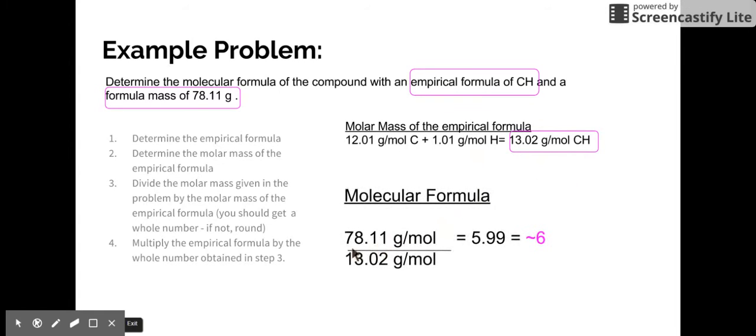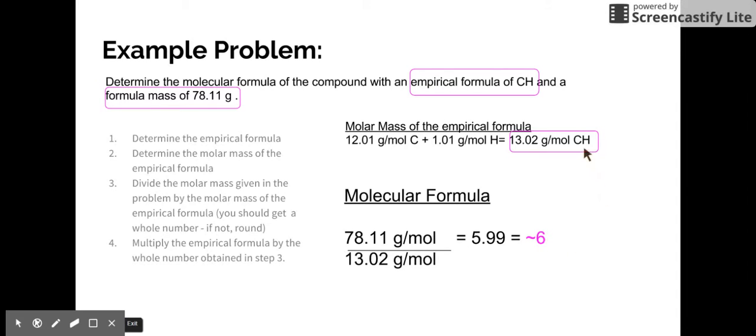So when we combine those two together, I'm going to take 78.11 grams, that's the molar mass of the molecular formula, divide it by the molar mass of the empirical formula, and that's going to give me this ratio here, 5.99. I'm going to round that up because it needs to be a whole number. It says multiply the empirical formula by a whole number obtained in step 3. That means I need a whole number, so I'm just going to round that up. Again, our rule is 0.9 round up, 0.1 round down, so I'm going to round this up to 6. Now, why is this number useful?